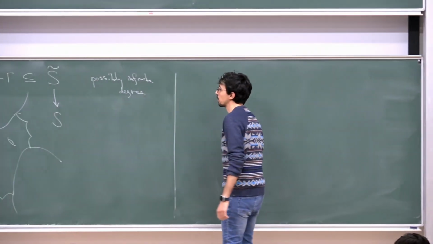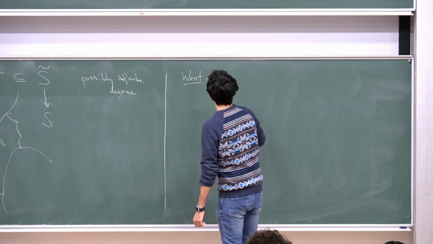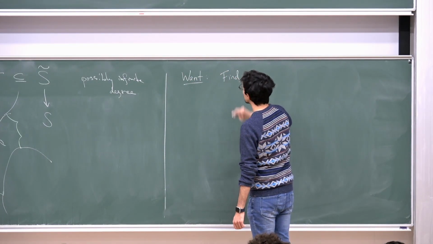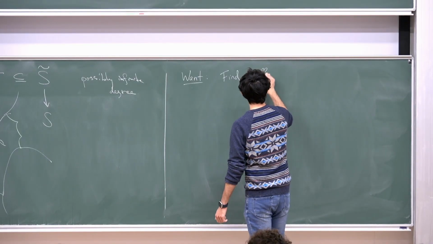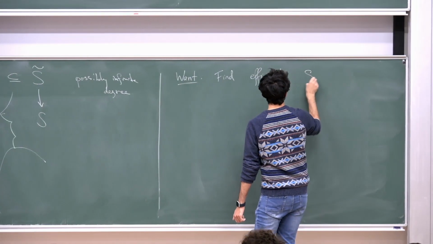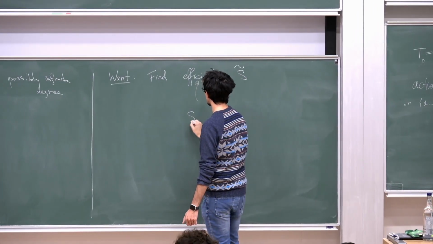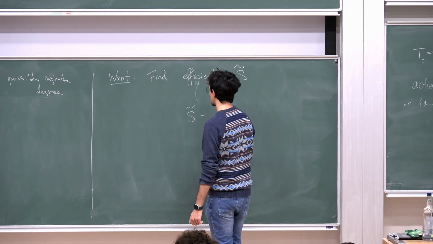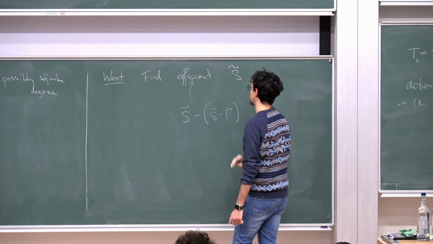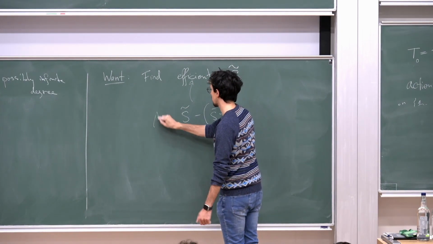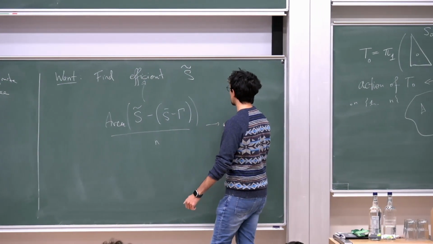This will mean that X and Y are close. So really the problem now is that we want to find efficient S tilde. What does efficient mean? Efficient means that the difference in area over M goes to 0 as delta goes to 0.